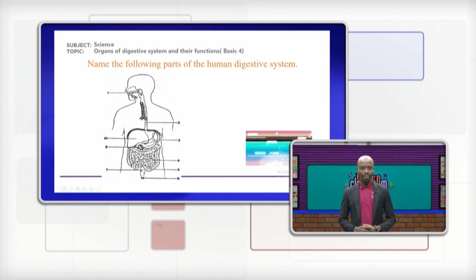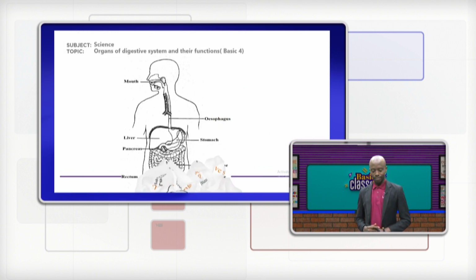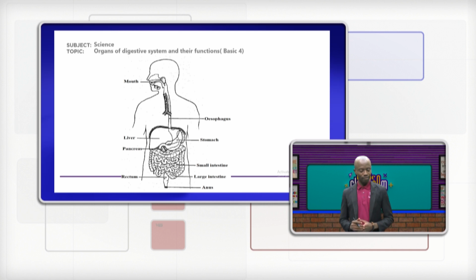All right, so welcome back. Let's look at your answers. Very simple exercise. Well done. So we have the mouth, the various parts are the mouth, esophagus, liver, stomach, pancreas, small intestine, large intestine, rectum, and anus. So these are the parts. I hope you were able to get everything correct. You've done well.